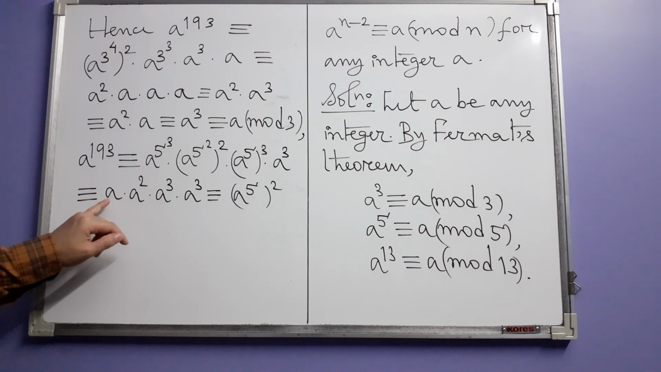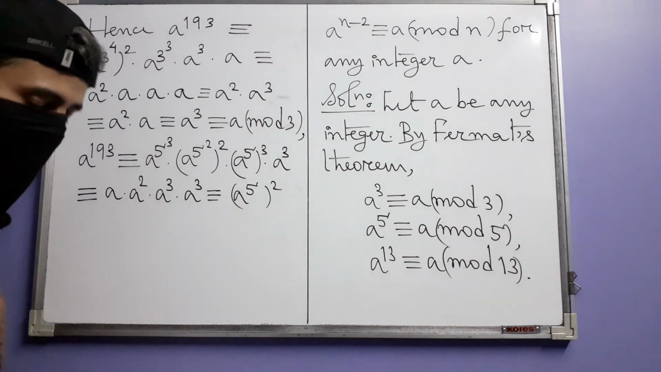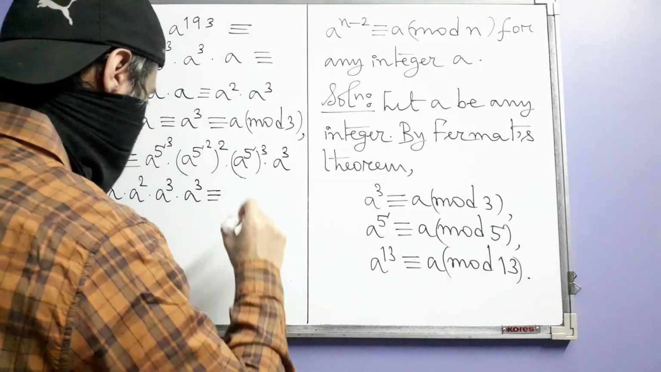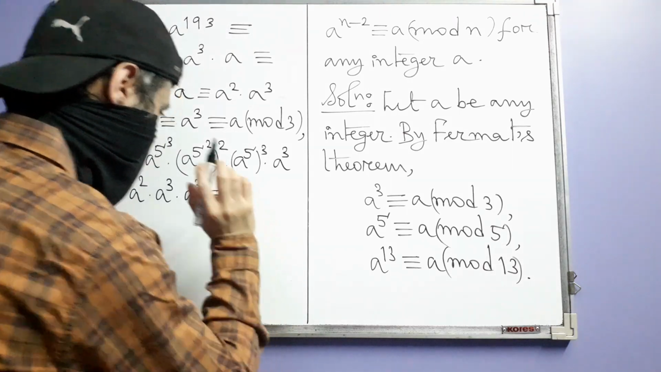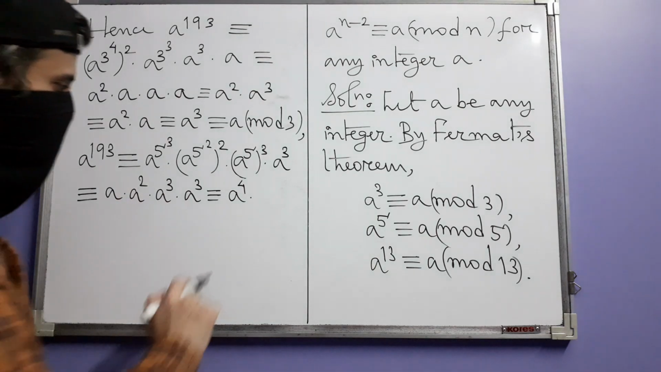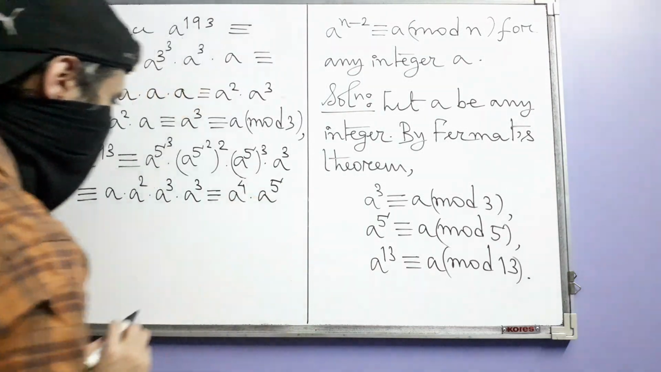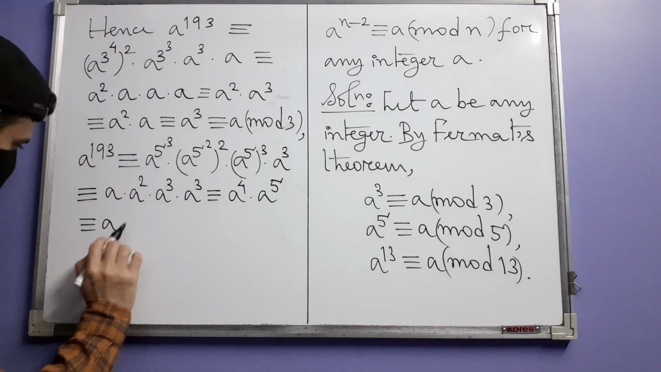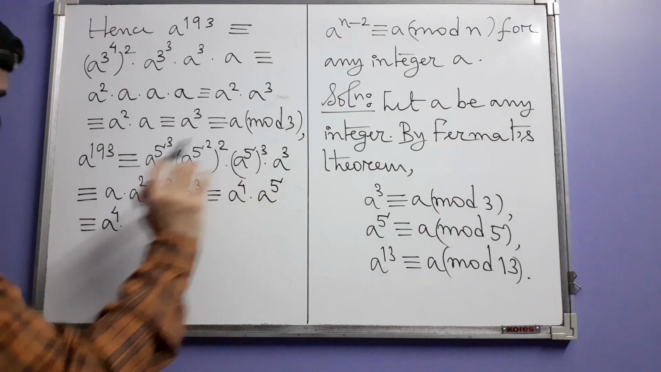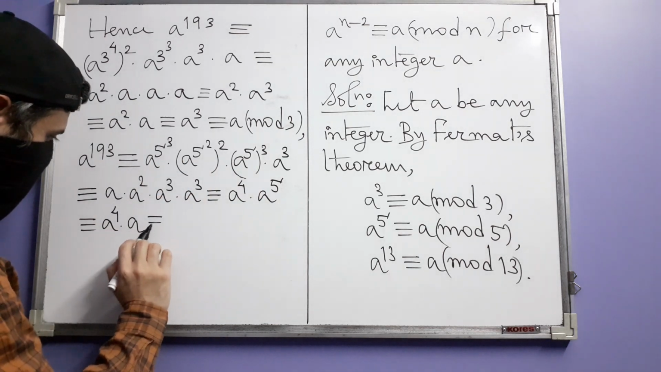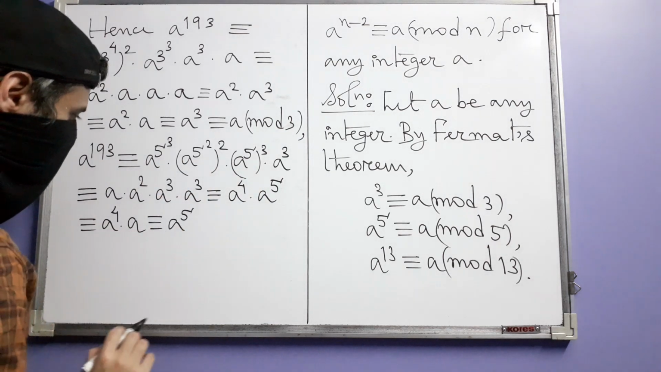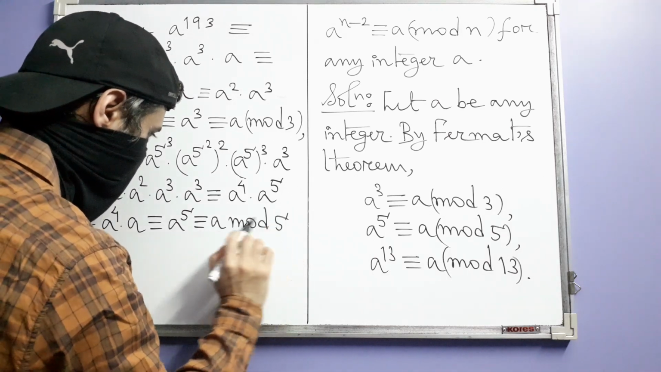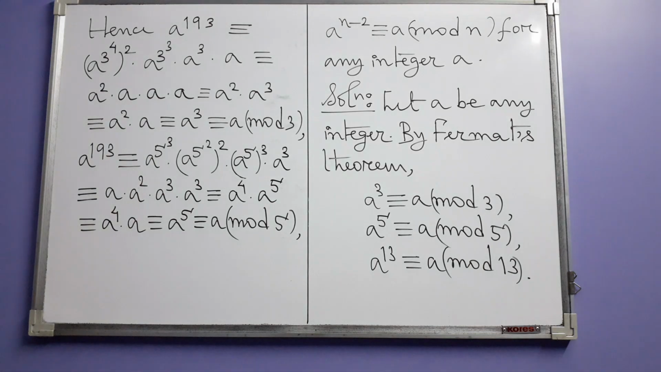So now if I combine this a and a cube, I get a to the power 4. And these middle terms give me a to the power 5. I cannot do anything with a to the power 4, so let me just keep it as it is. But this I can replace by a. But these two things again give me a to the power 5. So this is congruent to a modulo 5.